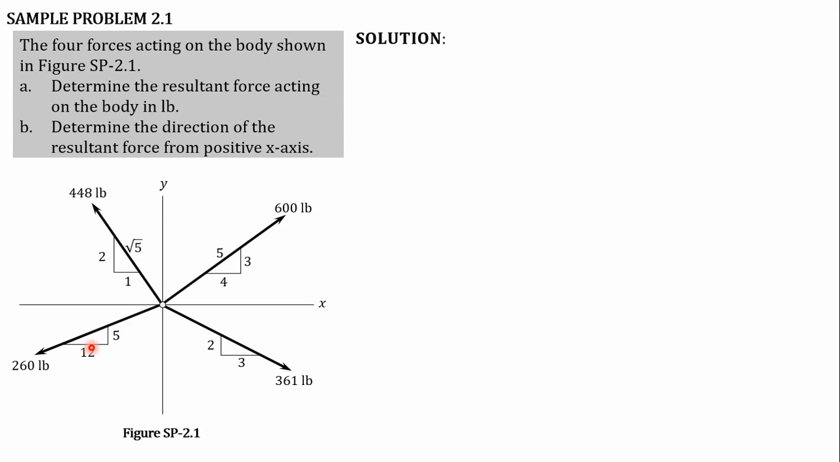Okay? And then, in this triangle, in 260 pounds, this is 5 and 12. So, therefore, square root of 5 squared plus 12 squared, that is 13. Okay? And then the hypotenuse of 2 and 3 is equal to the square root of 2 squared plus 3 squared. And that is equivalent to square root of 13.